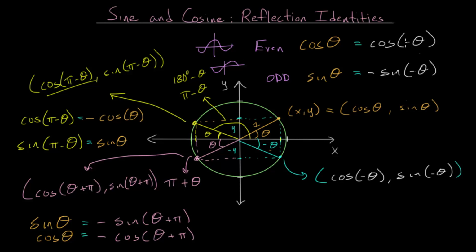And we have all of these nice relationships now. We have the even and odd reflection identities and these other pairs of identities here, and these can be useful in various different situations.